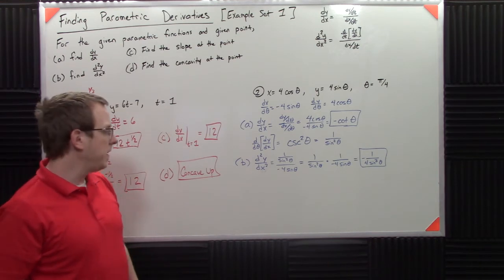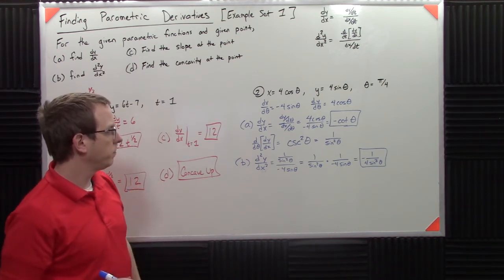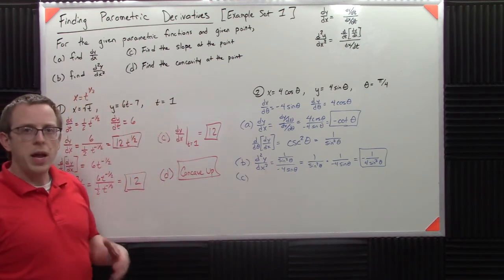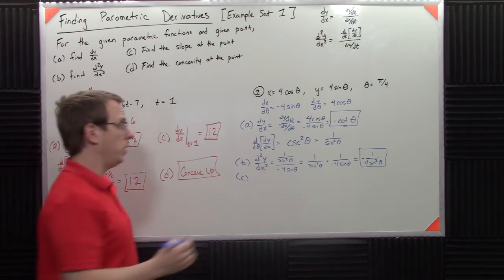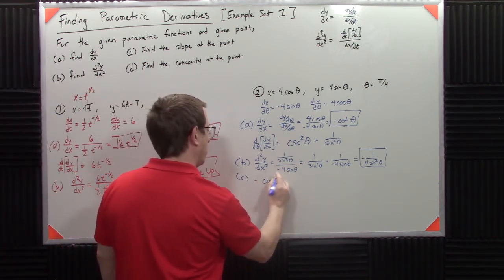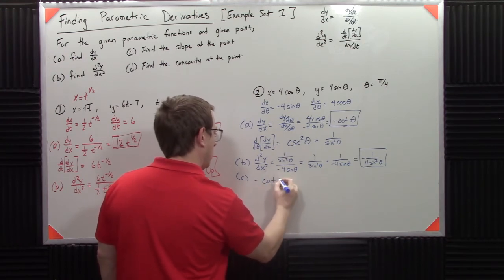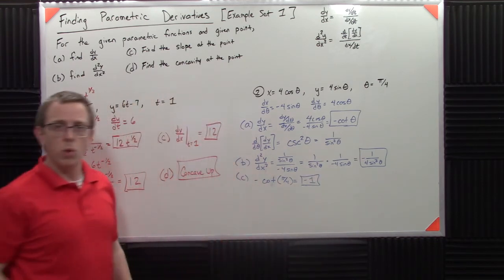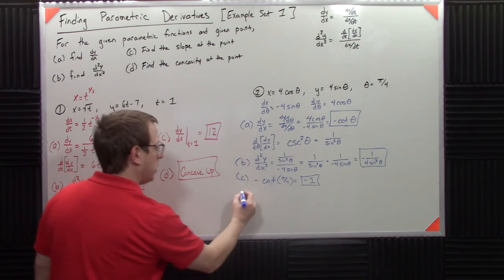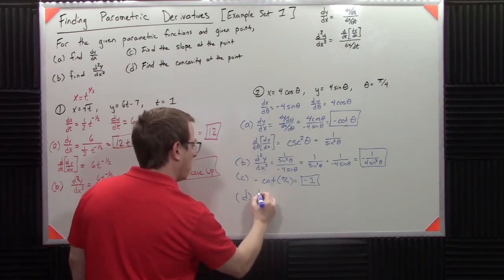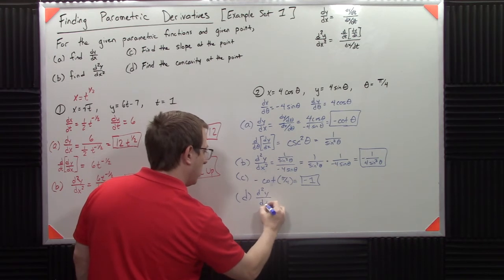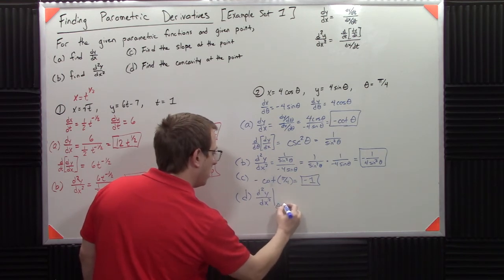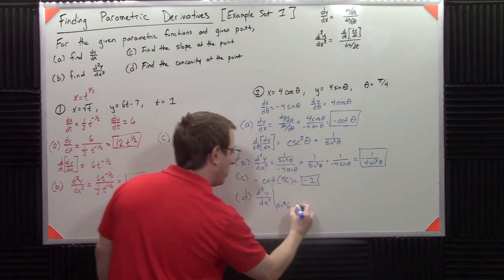Now for part C, cotangent of pi over 4 is actually just 1. So negative cotangent is negative 1. And then we need to get the concavity, not t. Theta is pi over 4. So we need to plug in pi over 4 here.